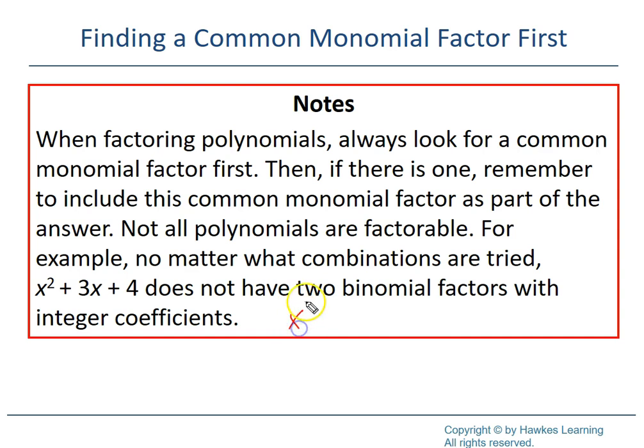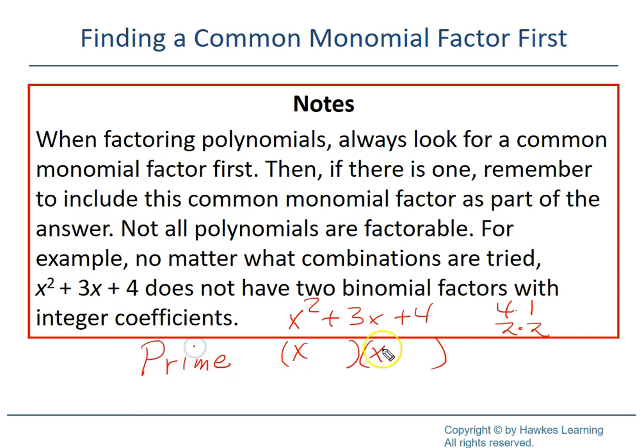So we have x squared plus 3x plus 4. And you try it. Now we know this is going to be an x and an x. And factors of 4 are 4 and a 1 and a 2 and a 2. So this would add up to 5, and this would add up to 4. So there's no way to get these factors with these signs to be factorable. When we see this, we say it is prime. That is, it's not factorable with integer coefficients.